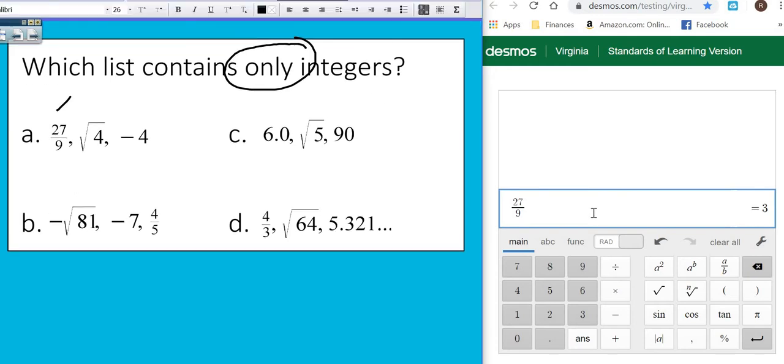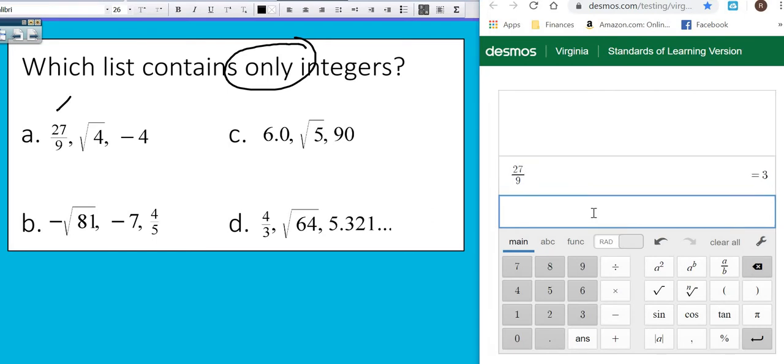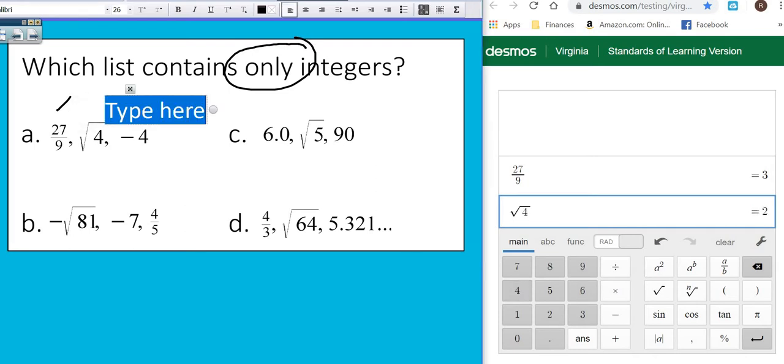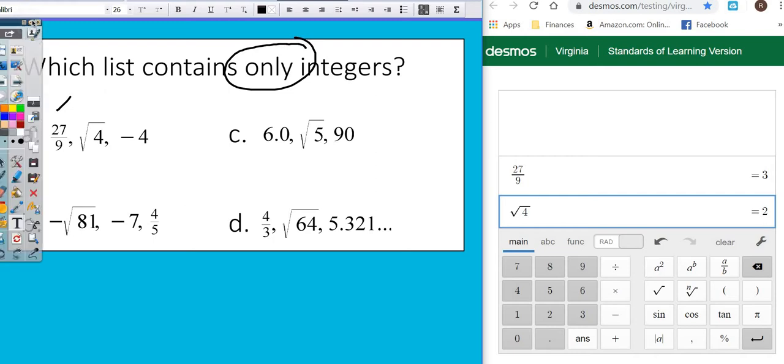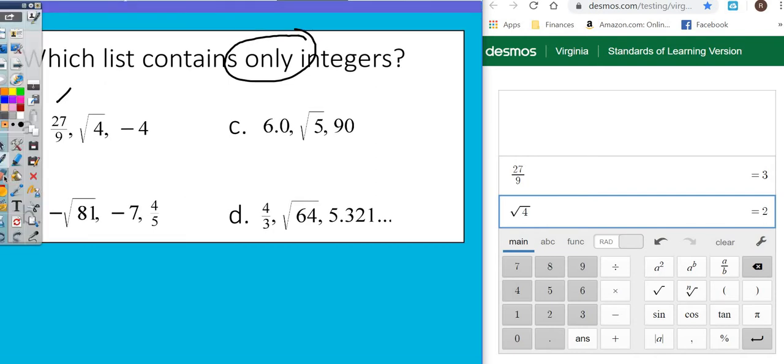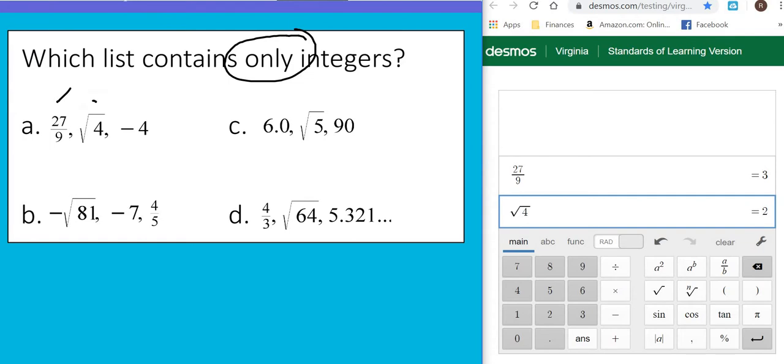Come to the calculator. And we're going to do the square root of 4, which is 2. That is also definitely an integer. Let me fix my pen because I messed it up. All right, we should have that now. And -4 is definitely an integer. So it looks like we may have found our answer already, but let's go ahead and check everything else.